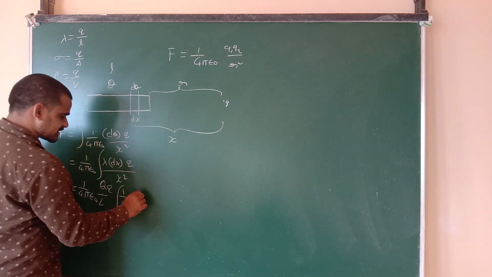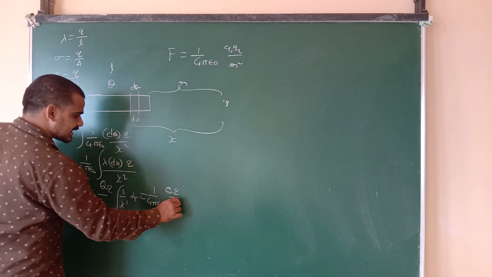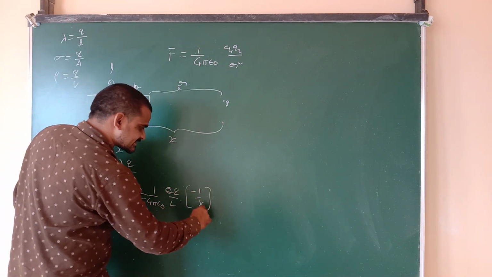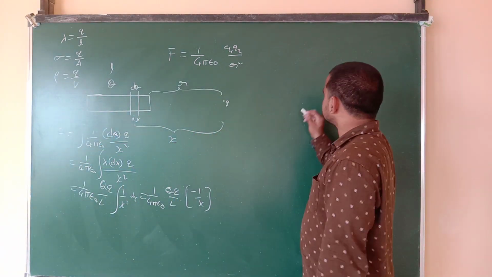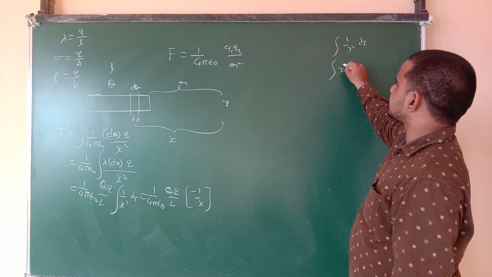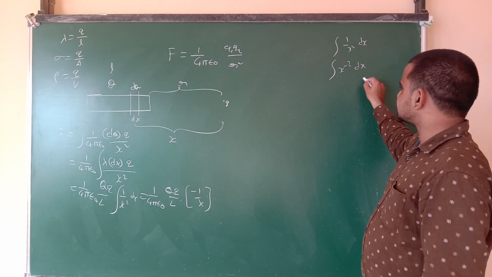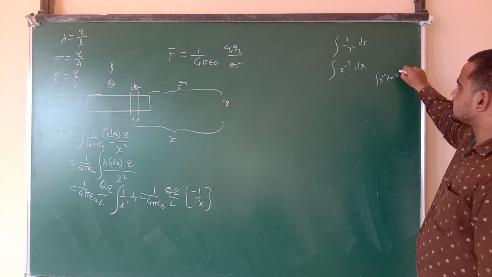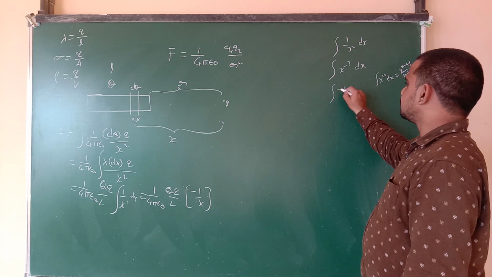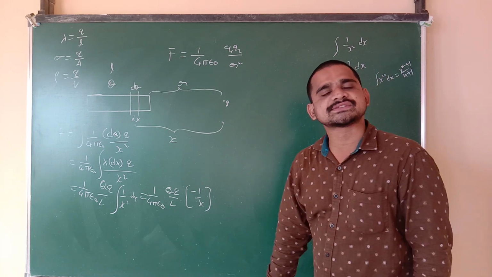What is the integral of 1 by x square dx here? I write the same expression this way: capital Q small q by L, and the integral of 1 by x square is minus 1 by x. How is it minus 1 by x? I will tell you. The integral of 1 by x square dx, I am writing as x power minus 2 dx. The integral of x power n dx is x power n plus 1 by n plus 1. So we get minus 1 by x.